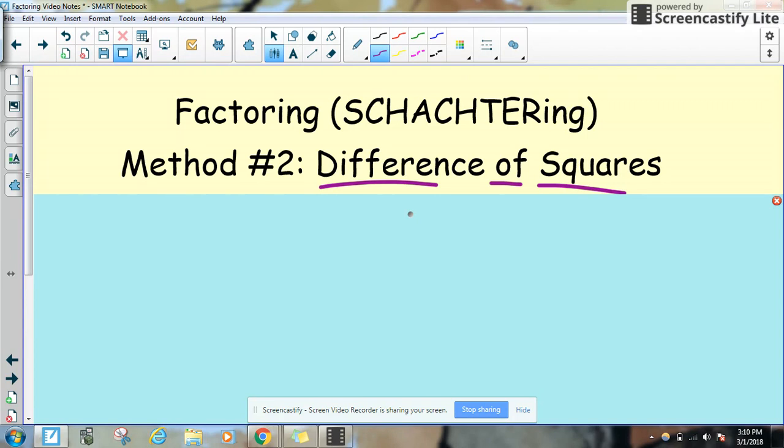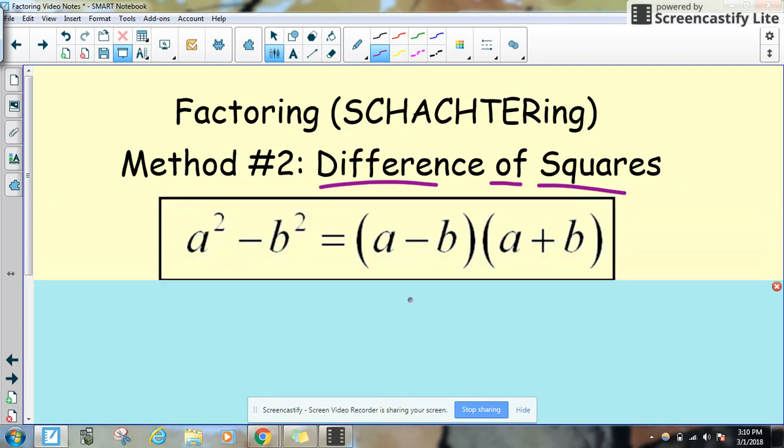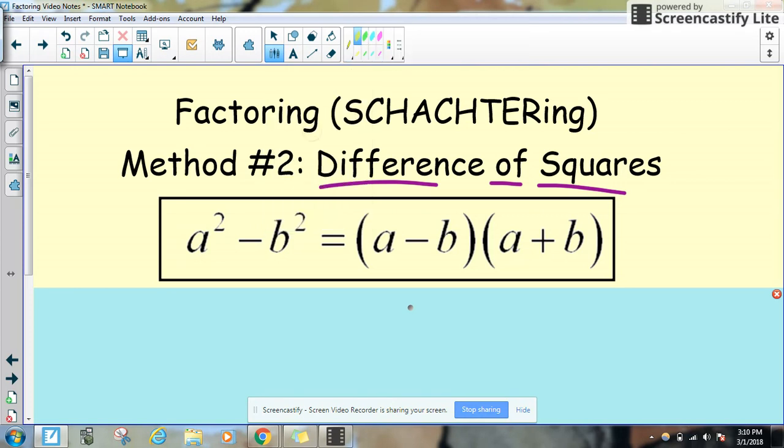This is a nice method, and the reason is because to factor using this method, you actually just use a formula. I'm going to show the formula to you. It looks a little scary, but I promise you it's not that bad to use. Here's the formula. It says that a squared minus b squared is equal to (a minus b)(a plus b). So let's take a look at what this formula means.